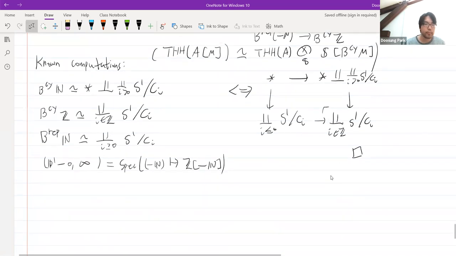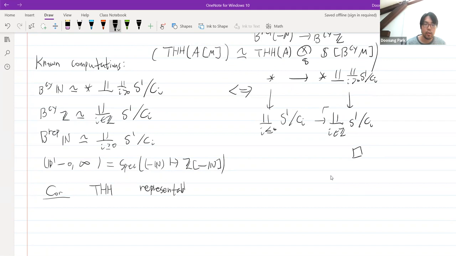So as a corollary, THH is representable in log SH S1. And one can show that I can keep track of the cyclotomic structure everywhere, all compatible, so this is representable too. So this is the construction; this shows that THH and TC are representable in log SH S1.